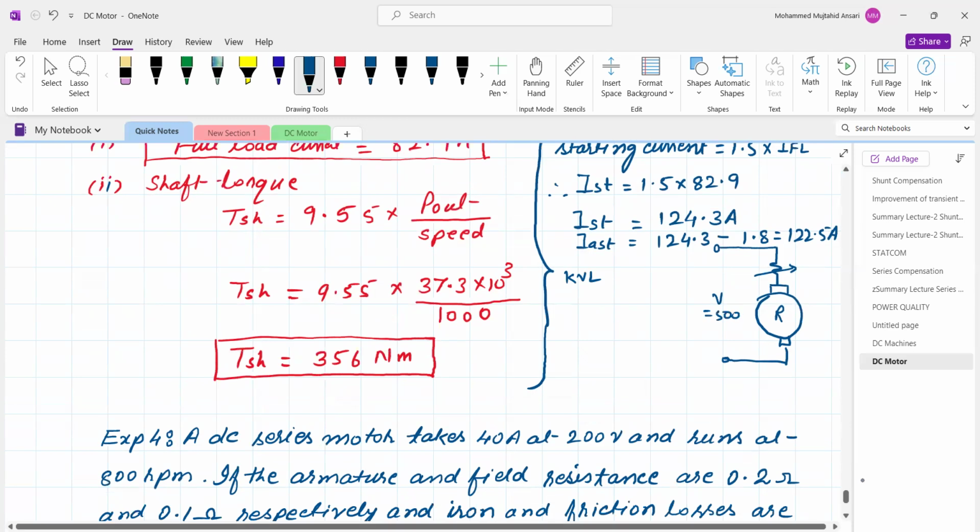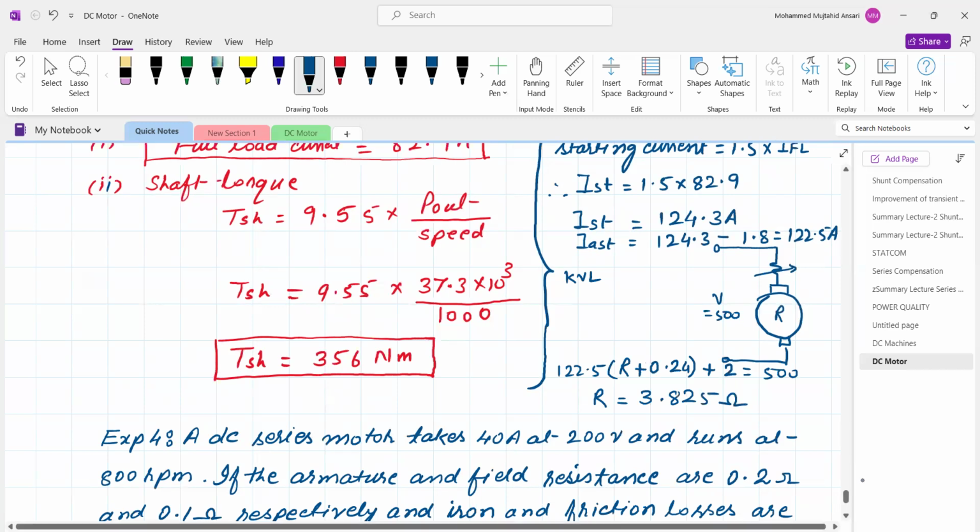So we can write the KVL as 122.5, this is the current which is going to flow into the resistance, multiplied by the resistance. Let R be the external resistance, plus 0.24 is the armature resistance, plus voltage drop 2 is equal to the supply voltage 500. So this is the KVL equation, and therefore the value of resistance equals 3.825 ohms.